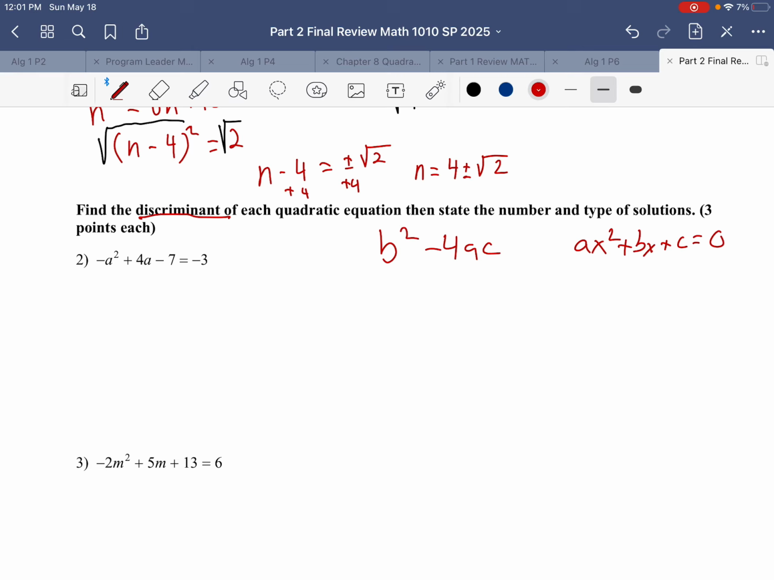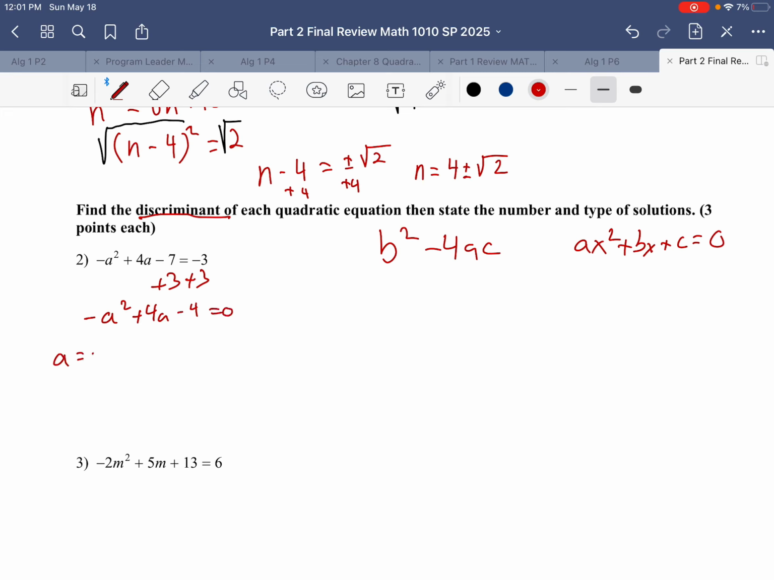Looking at the standard form here of the quadratic, ax squared plus bx plus c equals 0. A mistake that sometimes people make is not setting the equation equal to 0. So in my example here, I should add 3 on both sides of the equation to get negative a squared plus 4a minus 4 equals 0.